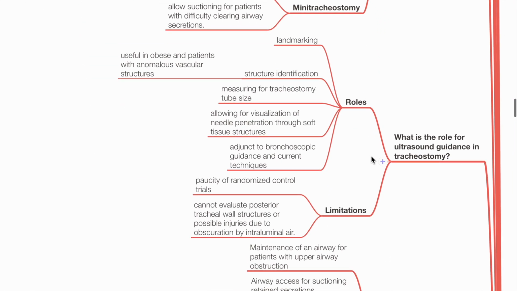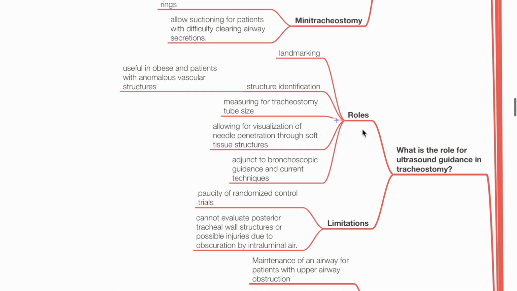What is the role for ultrasound guidance in tracheostomy? This includes landmarking, structure identification, which is useful in obese patients or in patients with anomalous vascular structures, to measure tracheostomy tube size, to allow visualization of needle penetration through soft tissue structures, and as an adjunct to bronchoscopic guidance and current techniques. Limitations include paucity of RCTs and inability to evaluate posterior tracheal wall structures or possible injuries due to obscuration by intraluminal air.